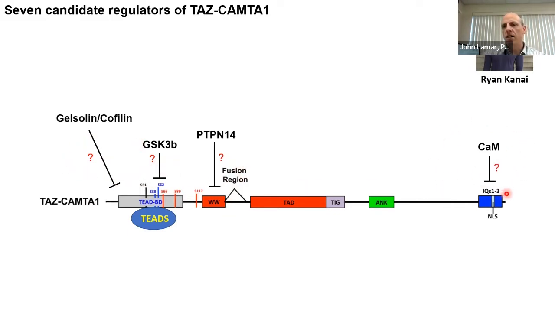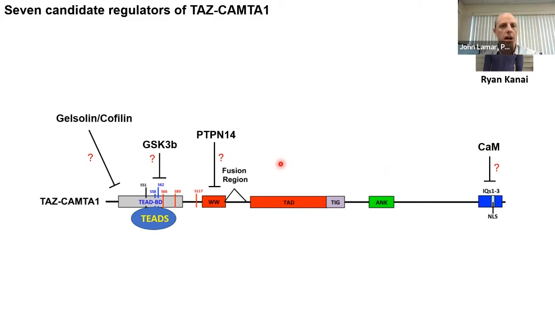Ryan also identified another gene called calmodulin, which we think is actually binding to the CAMTA portion of TAZ-CAMTA1 and preventing it from going to the nucleus. We've just obtained some additional funding from the USA and Australia EHE foundations to pursue this gene more rigorously.